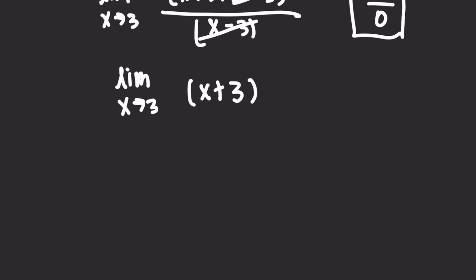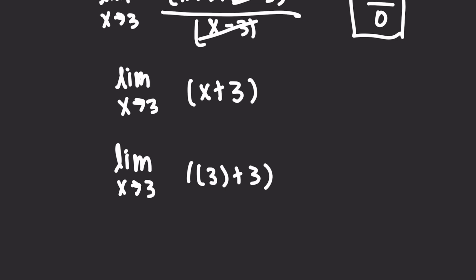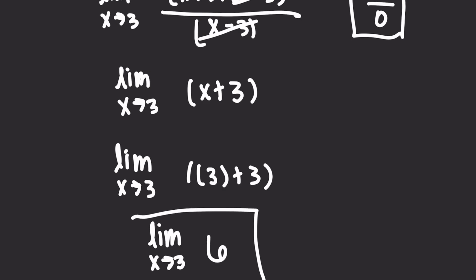So from here we can do direct substitution. So if we continue to show our steps, we can do 3 plus 3, which gets us our limit as x approaches 3 for this function is going to be 6. So there you have it.